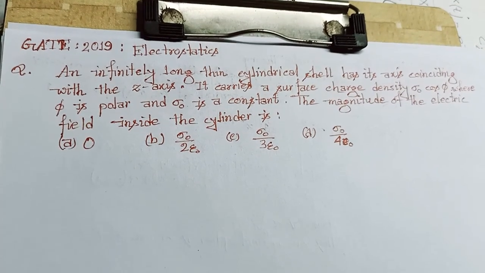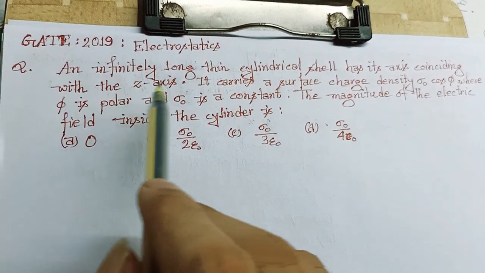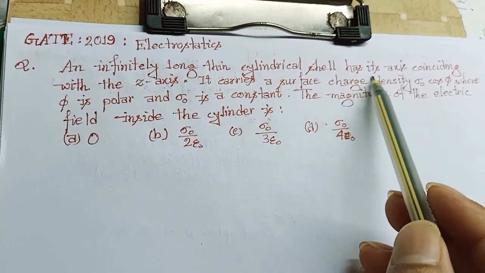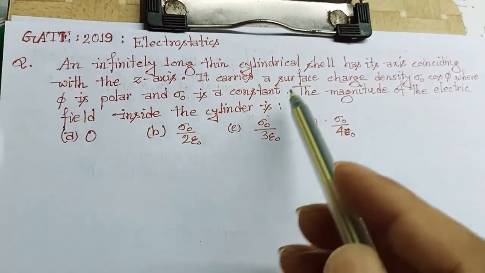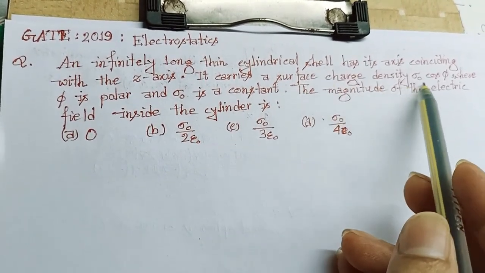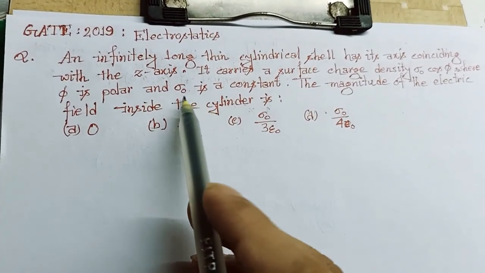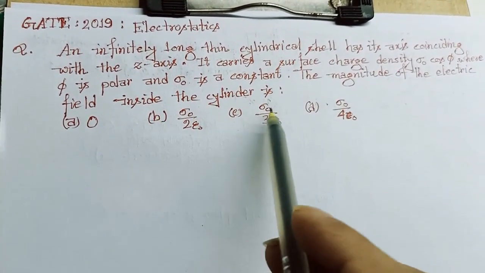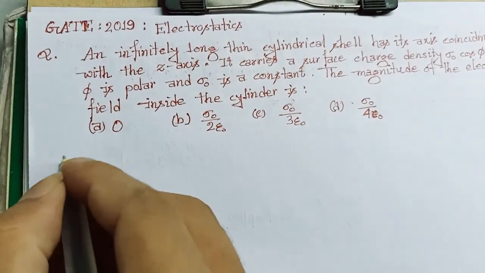Here is the question from GATE 2019 from electrostatics. In this question it is given that an infinitely long thin cylindrical shell has its axis coinciding with the z-axis. It carries a surface charge density sigma naught cos phi, where phi is the polar angle and sigma naught is constant. The magnitude of the electric field inside the cylinder is asked, and options are given. So let's solve this question.